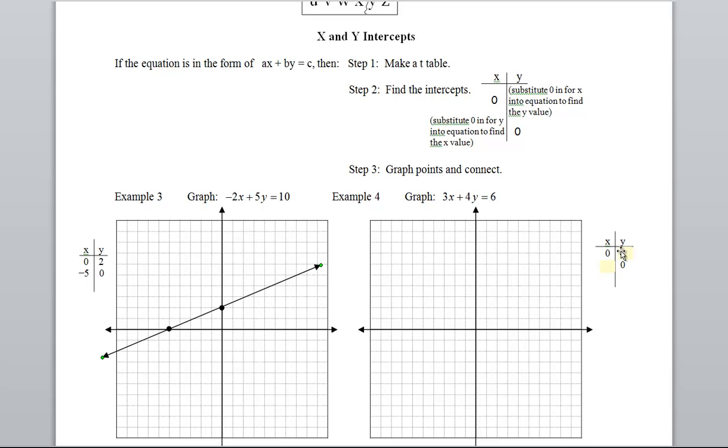Let's try this one. If I let x be 0, I'm going to have to divide both sides by 4, so that would be 6/4, which is 3/2, or 1.5. And if I let y be 0, x will be 2.